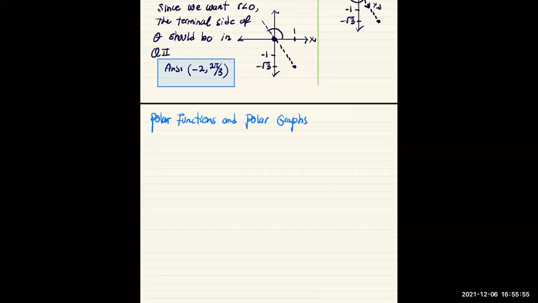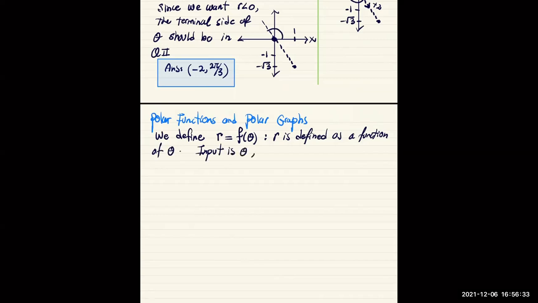So what we do here is define a polar function by r equal to some function of theta. Here r is defined as a function of the angle. This is telling you that the input is theta and the output is r, how far from the pole.